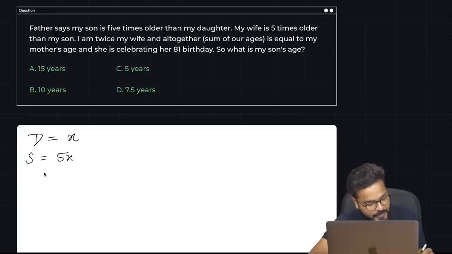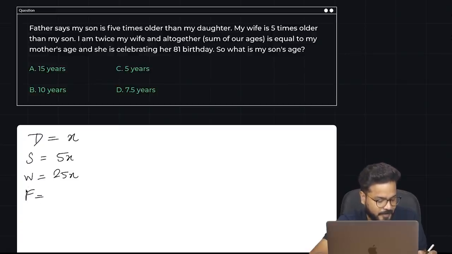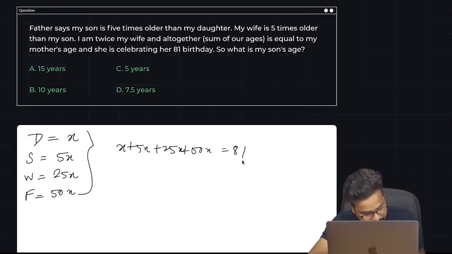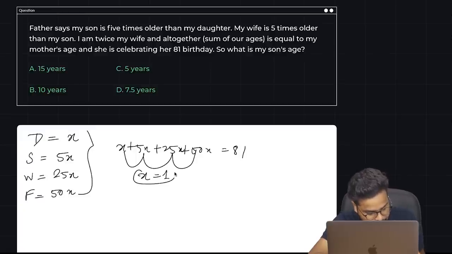My wife is 5 times older than my son, so 25X. Very easy question. I am twice my wife. So let's say I am F, F for father, with daughter, son, wife, and father. I am twice my wife, so 50X. Altogether, the sum of our ages is equal to my mother's age, and she's celebrating her 81st birthday. So the sum total of all this is 81. So X plus 5X plus 25X plus 50X is 81. 50, 75, 80, 81. 81X is 81, so that means X is equal to 1.